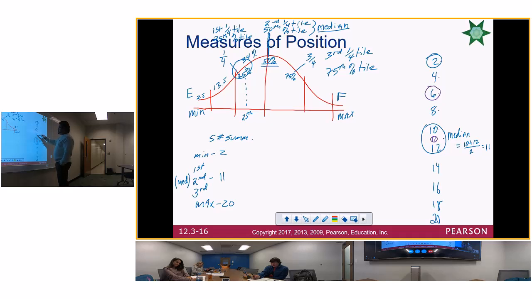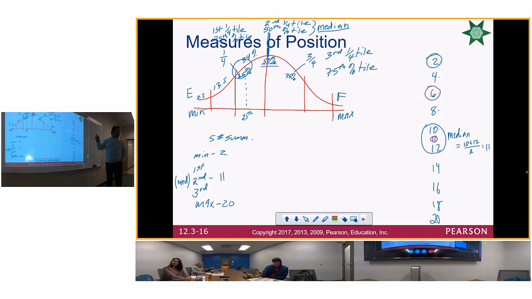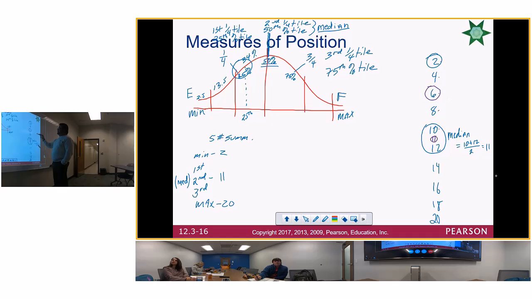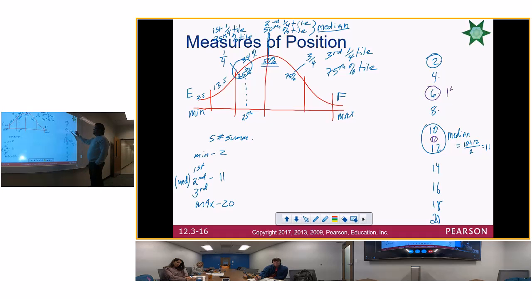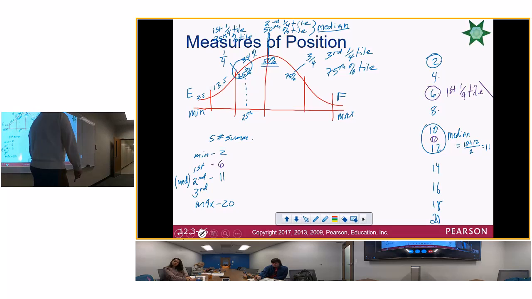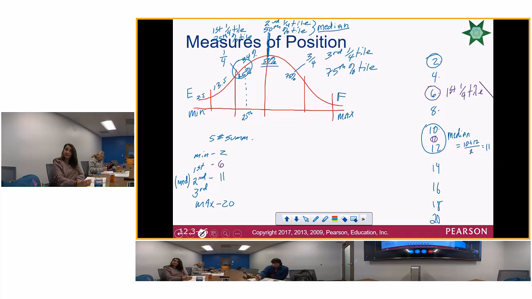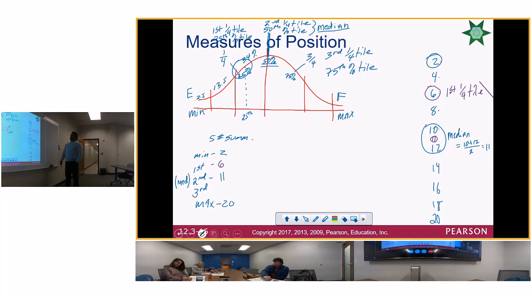All right, so 1, 2, 3, 4, 5. And what do you do with that? If the n is odd, you what? You pick the middle. And that is our first quartile. And it's easy. So 4 or 6 is our first quartile. Then y'all tell me what the second quartile is. Or, I'm sorry, third quartile. What's the third quartile?